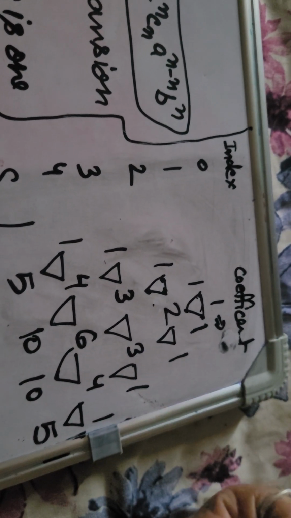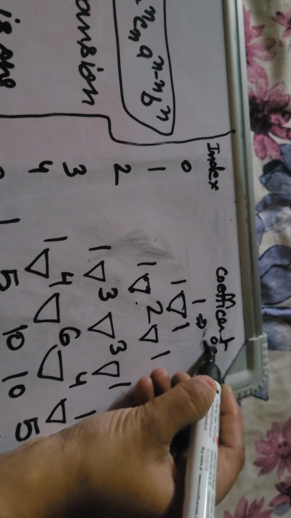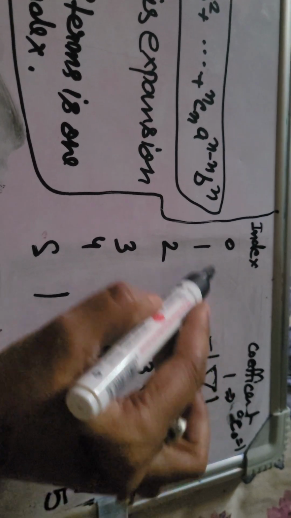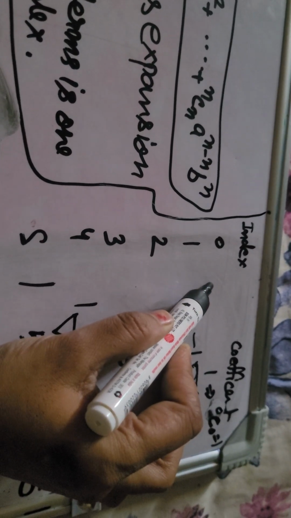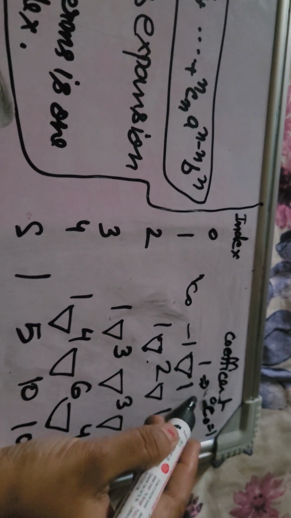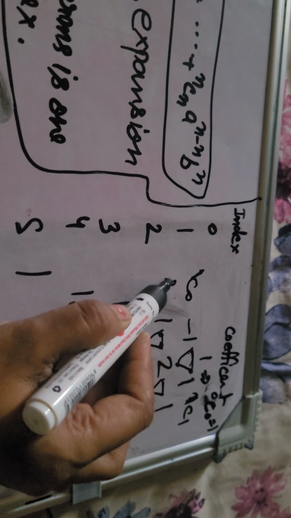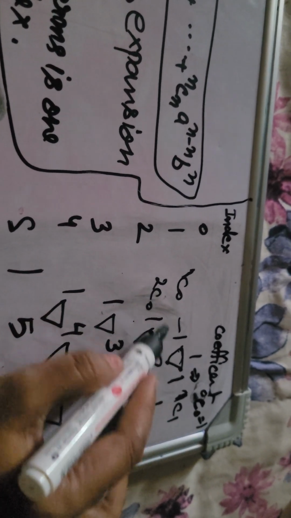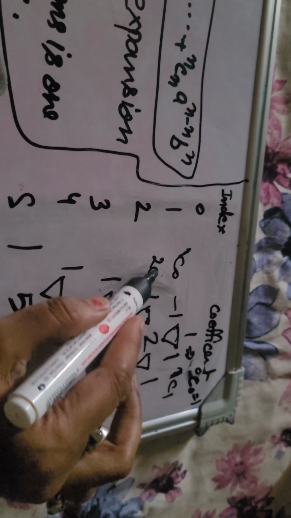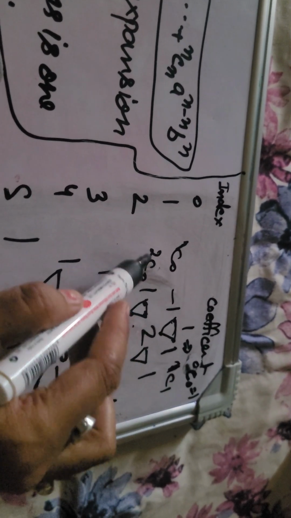A quick reminder: 0C0 is equal to 1, and this is in a term. 1C0 is equal to 1, 1C1 is equal to 1, and 2C0. We just write this type of equation. Why I am doing this, I will tell you.